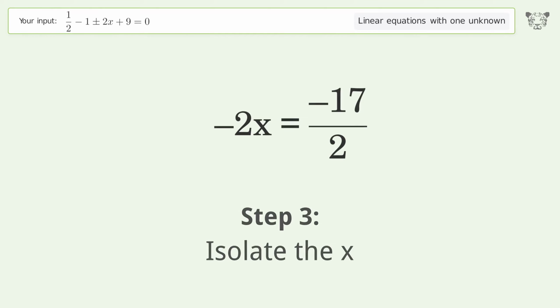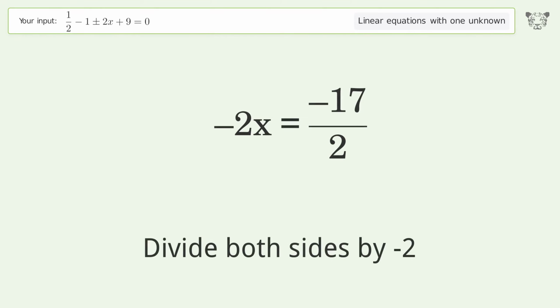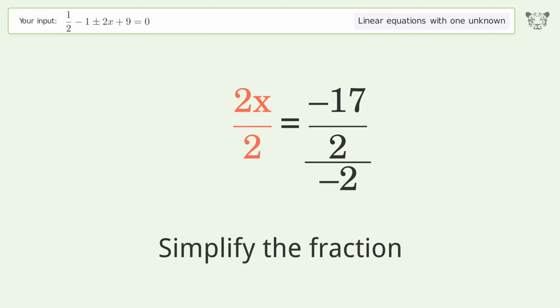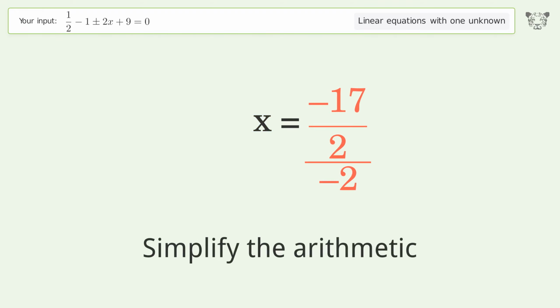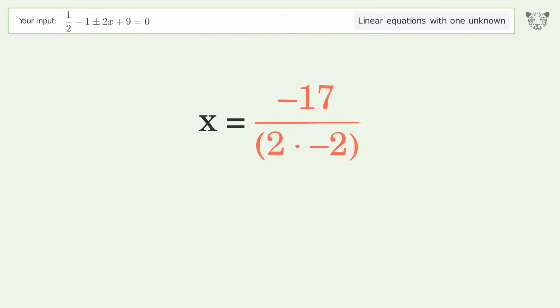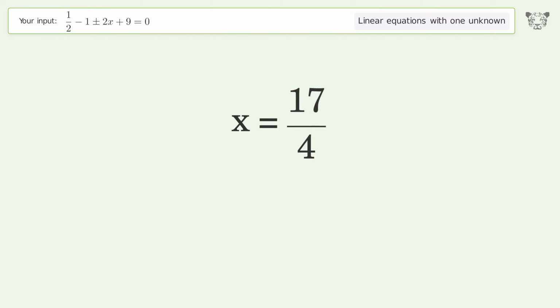Isolate the x. Divide both sides by -2. Cancel out the negatives. Simplify the fraction. Simplify the arithmetic. And so the final result is x equals 17/4.